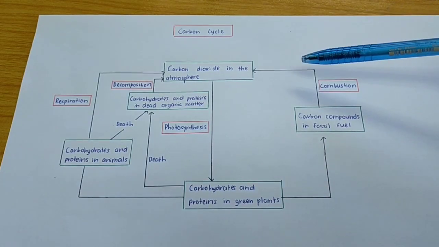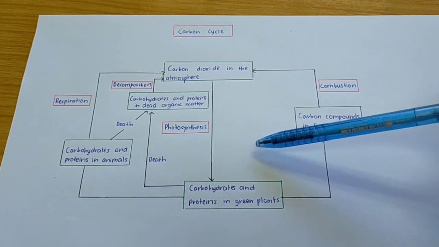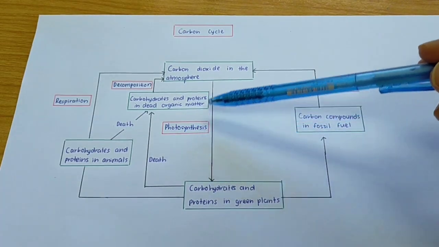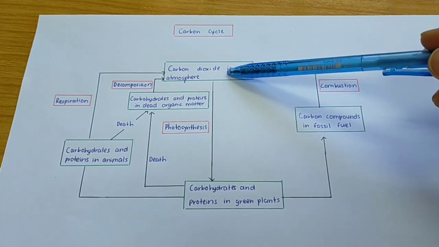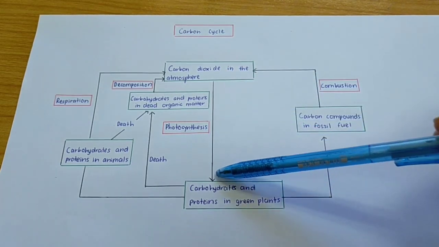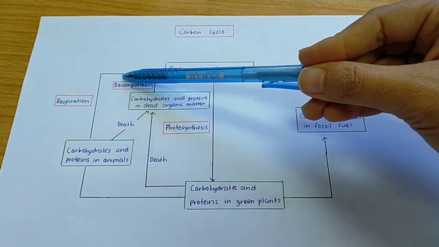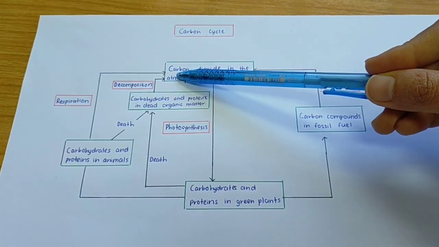So you have to stress what processes are involved. Okay, the first one is photosynthesis. Photosynthesis is the process by which carbon dioxide from the atmosphere is taken up by green plants. Okay, and then animals undergo respiration, so it will release carbon dioxide to the atmosphere.